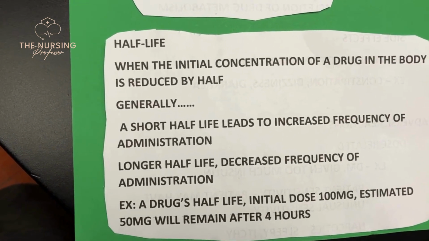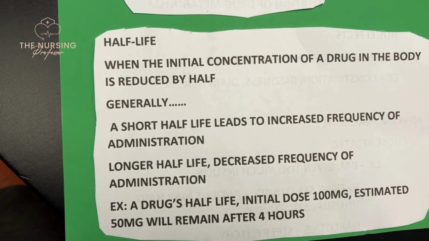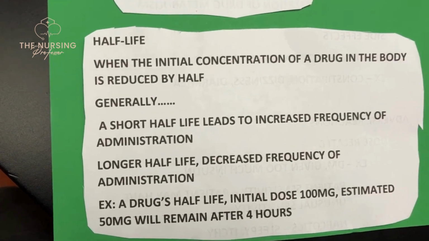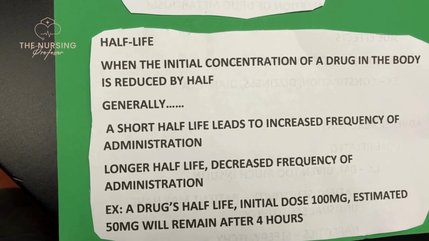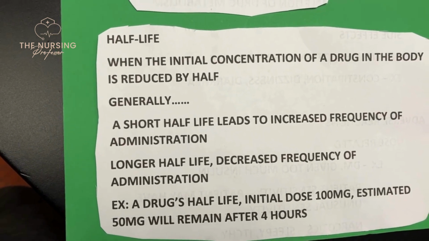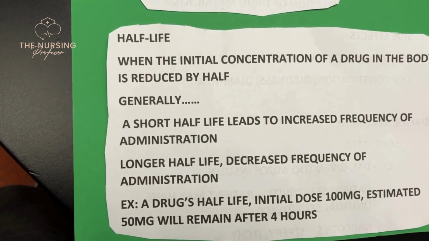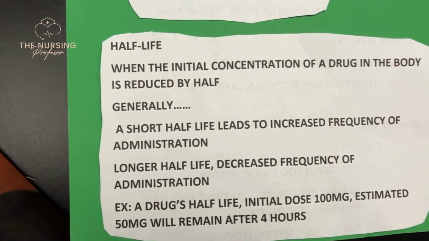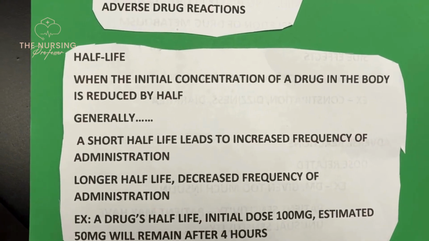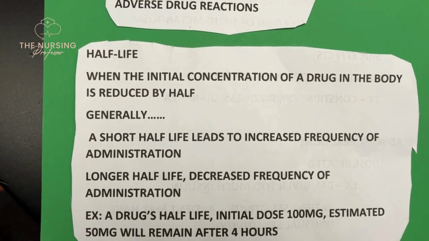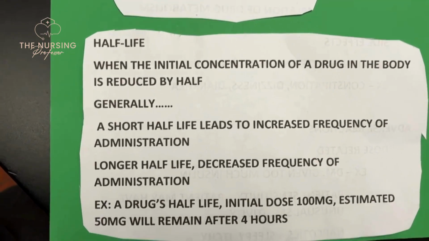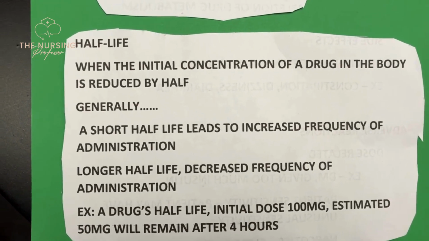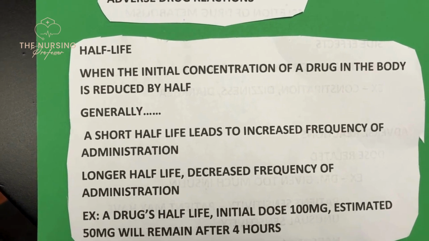So generally, a drug that has a short half-life leads to increased frequency of administration. For example, if the drug you're taking has a half-life of 4 hours, then in 2 hours you only have half of the drug left in your body. And so if the idea is to keep the body with 100% of the drug, then that drug might have to be taken more frequently. So you think about drugs that are prescribed every 4 hours, every 6 hours.